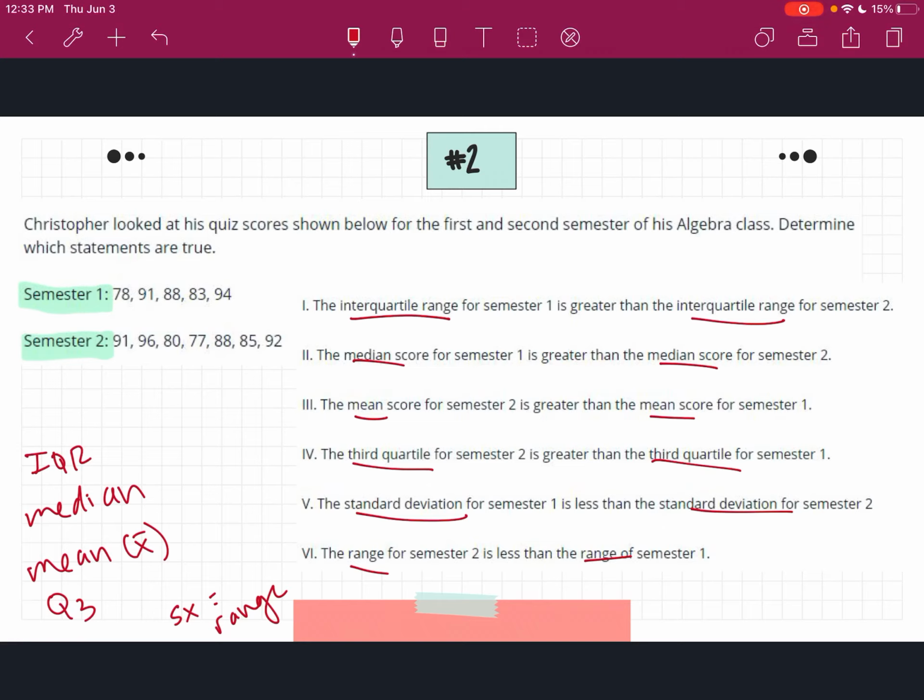All right, so for semester 1, for the IQR, Q3 minus Q1 would be 92.5 minus 80.5.